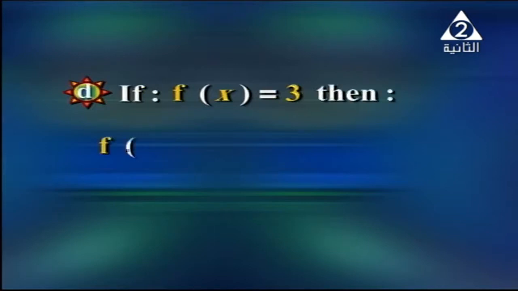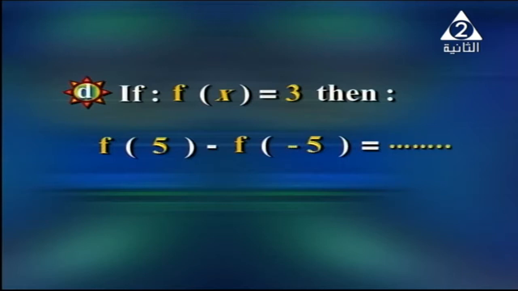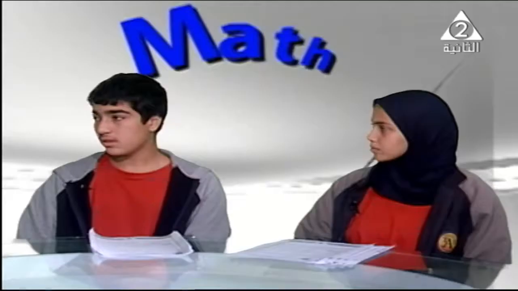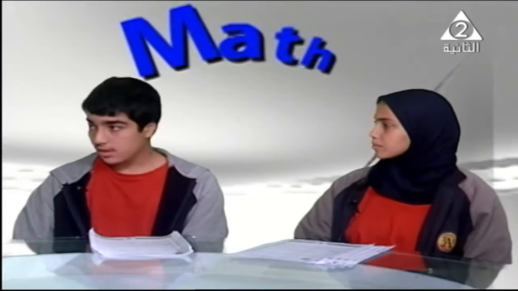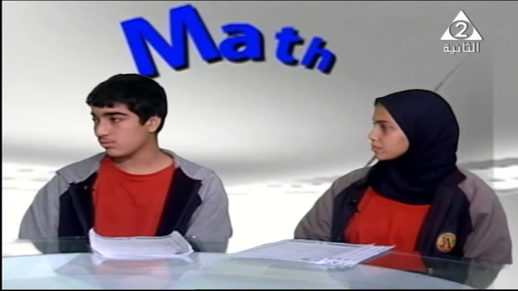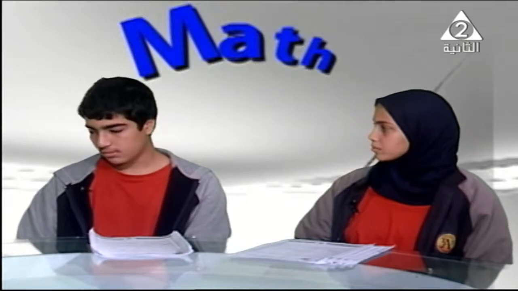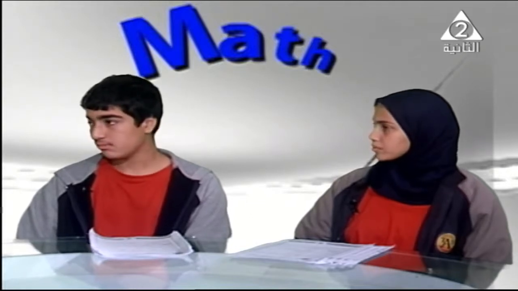Another question. If f(x) equals 3, then f(5) minus f(-5) equals what? Yusuf: The function equals 3 because it is constant, x to the power 1, so 1 times 3 is 3, then 3 minus 3 is 0. Excellent. This is the constant function.